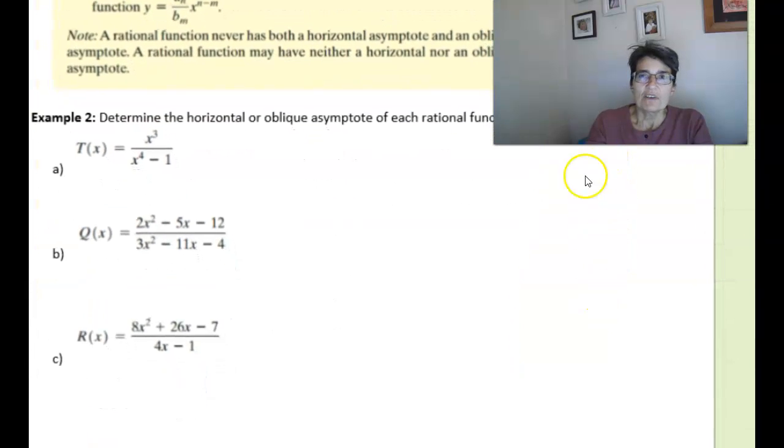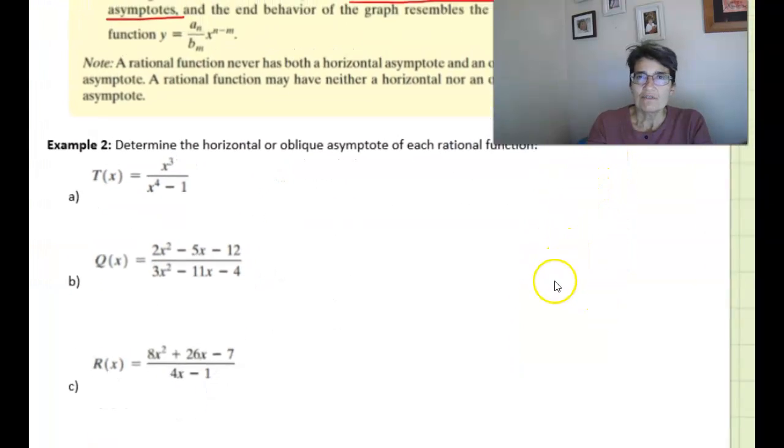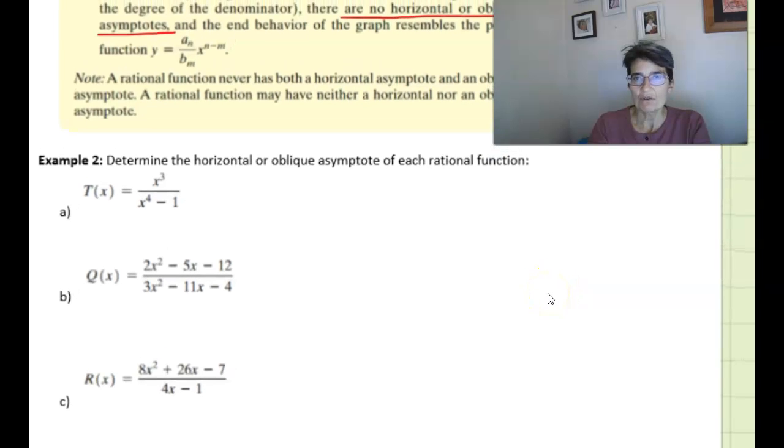Alright, so let's figure out, based on those rules, what kind of either horizontal or oblique asymptote each rational function has. We're comparing the powers of the top and the bottom, so we're just looking at the leading terms. Ignore everything else. So this is x cubed and this is x to the fourth. This is the first case where the degree of the top is lower than the degree on the bottom, so we have a horizontal asymptote at y equals 0.